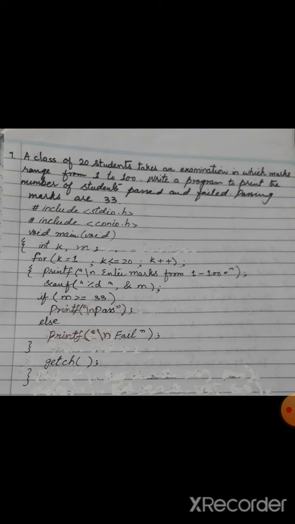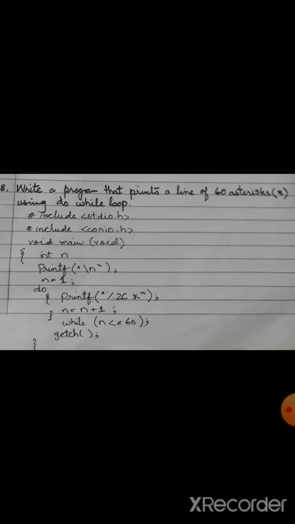That's why we have written k is equal to 1 and less than or equal to 20. Then it will take a value from the user, so that's why we have used the scanf function. After that we have a condition: if marks are greater than or equal to 33, then it will print pass, otherwise it will print fail.